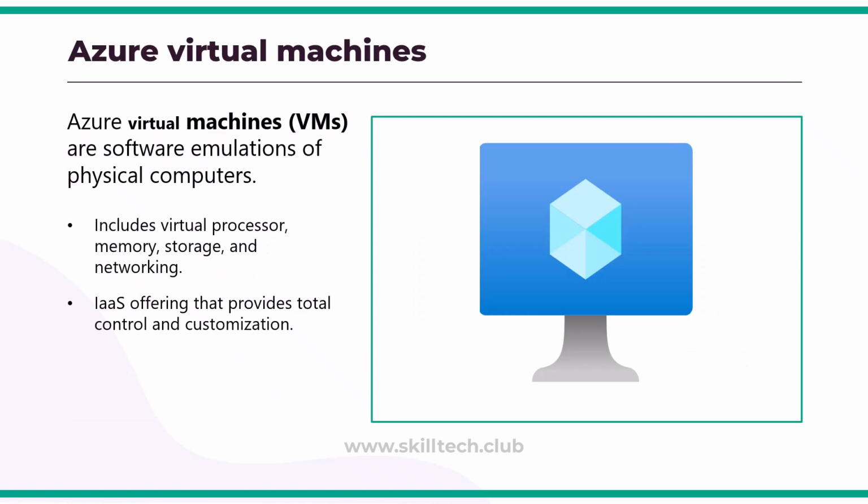Let's start with virtual machines. As we have already created one virtual machine in the previous lab, we know that a virtual machine is actually a software emulation of a physical computer. So this is going to give you everything you can do inside a physical computer, but the only difference is this is hosted on the cloud in one of the data centers of the cloud. This includes a virtual processor, memory, storage, and networking services. It is an infrastructure as a service offering that provides total control and customization even at the operating system level. And that's what we already know.